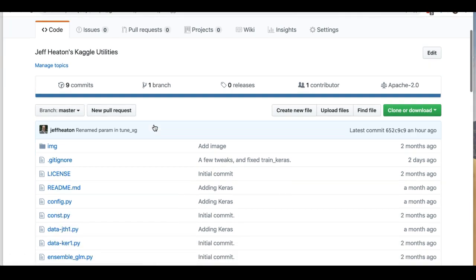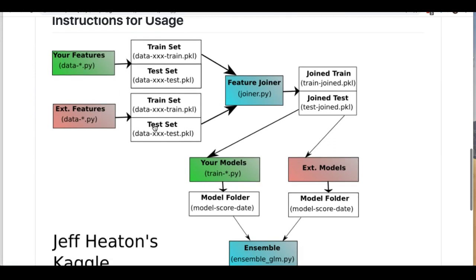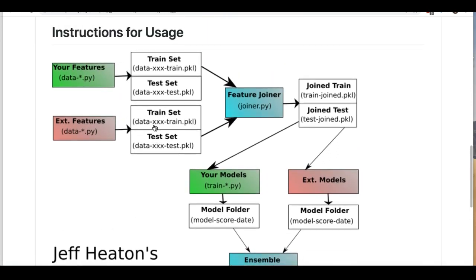I like to show you on the map of my Kaggle utility strategy where we're always at for one of these videos. We are right here at the very, very beginning. You've got your own features, your own columns that you're engineering to go into your joiner.